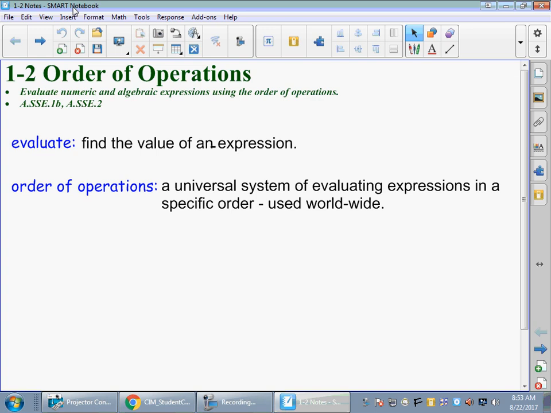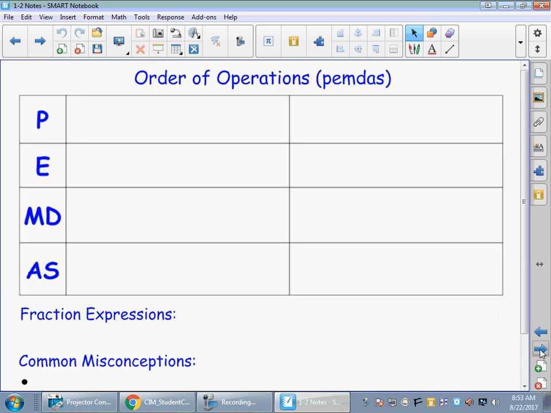If we didn't have this order of operations, maybe people in Germany would subtract before they multiply. Well, that makes a big difference. Maybe if you divide before you add, it makes a big difference in your answer. So we needed a universal order in which we do our operations, and that's where order of operations comes from. So you guys have probably all heard of PEMDAS.